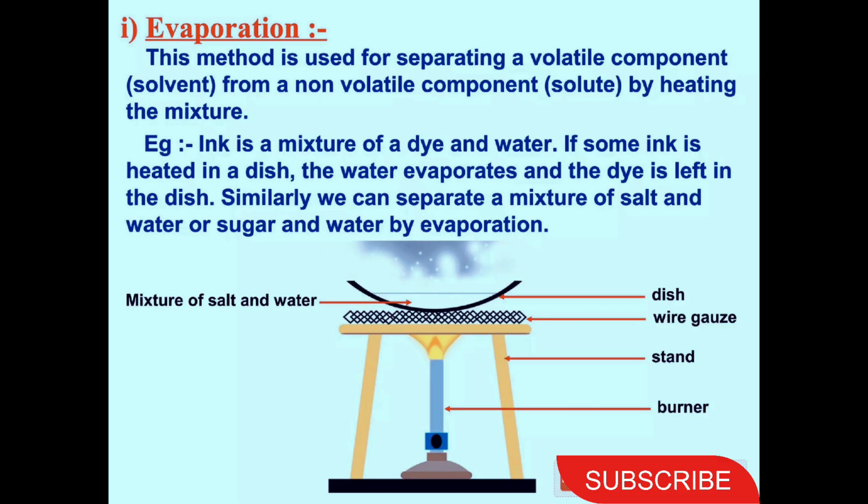Here you can see the picture clearly. We have a retort stand, Bunsen burner, a dish and a wire gauze. What we have to do is heat the mixture of dye and water, I mean to say ink. You can use other examples also: salt and water, sugar and water. When we heat this mixture of dye and water, the water will be evaporated and the dye will be left on the china dish. It is an example of evaporation.